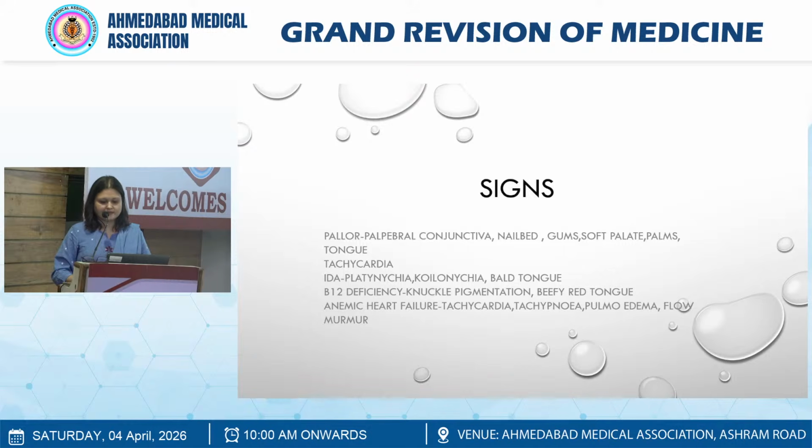Now signs. Pallor, you all know. Pallor is seen in palpebral conjunctiva, nail bed, gums, soft palate, palms, tongue. Okay. Now, for iron deficiency anemia, you find platynychia. Platynychia is flat nails.